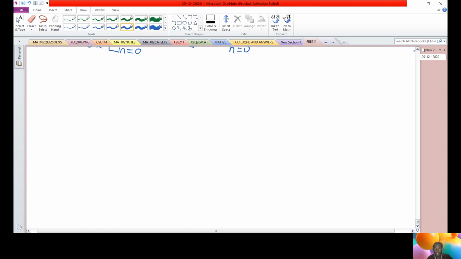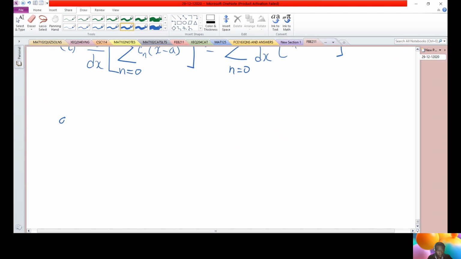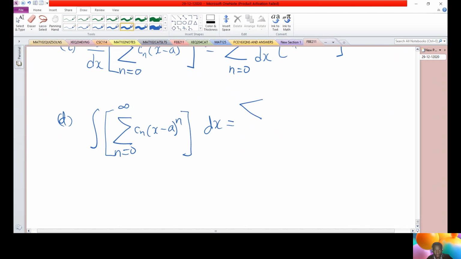And then B can be written as the integral of the summation from n equals 0 to infinity of cn times x minus a to the power n dx equals the summation from n equals 0 to infinity of the integral of cn times x minus a to the power n dx.